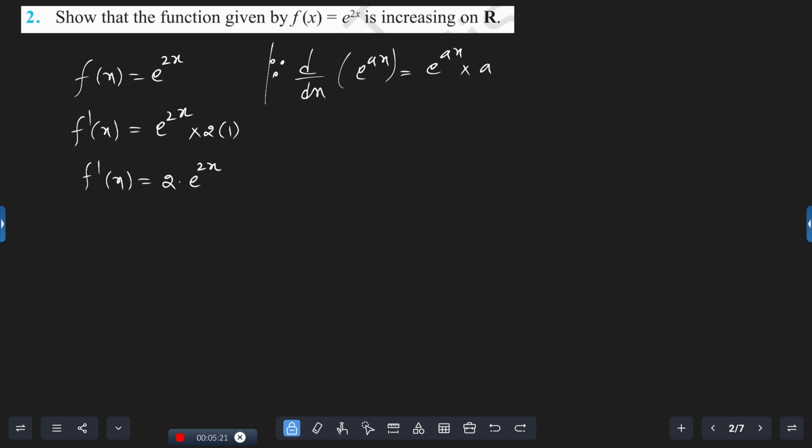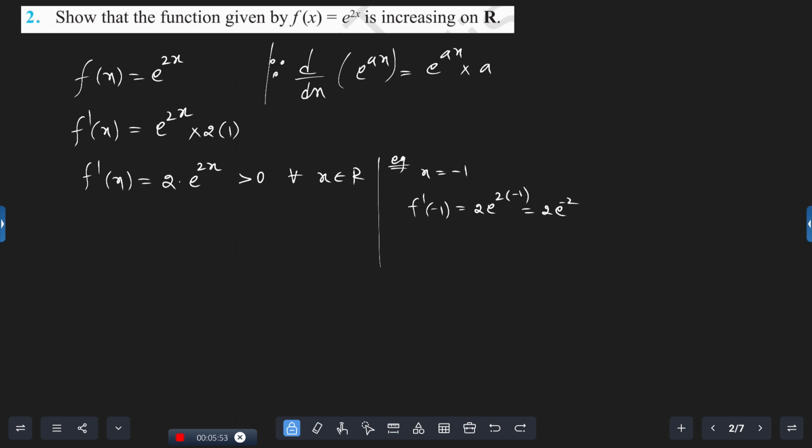Actually, an exponential function, whatever real number you give, will be greater than 0. I will show it for all x belonging to the real numbers. See children, whatever x you give, for example I'll take it in the rough portion. Suppose x is equal to minus 1, then f dash of minus 1 is equal to 2 into e power 2 into minus 1, so 2 into e power minus 2. Sir, negative is coming, so less than 0?